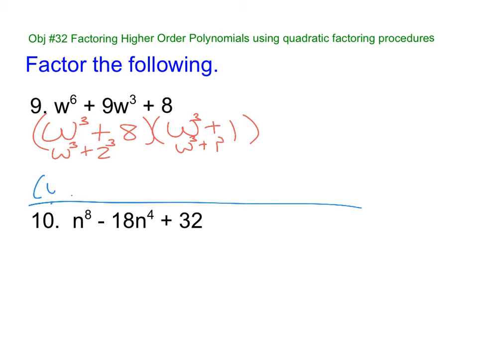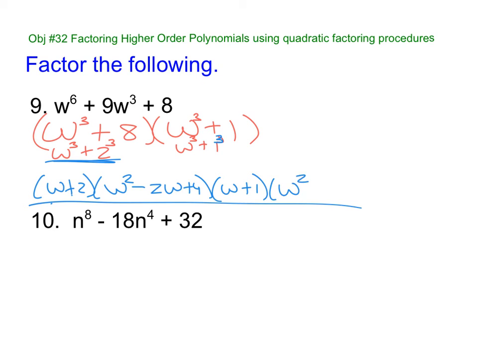So we get w plus 2, w squared, we multiply the 2 together, oops, minus, change the sign, minus 2w plus 4, so that's this guy. And then we have our 1, that's to the 3rd, so that's w plus 1, w squared minus w plus 1. And that is the final answer. These are not factorable. Those are never factorable. You can try, but it's not going to work.